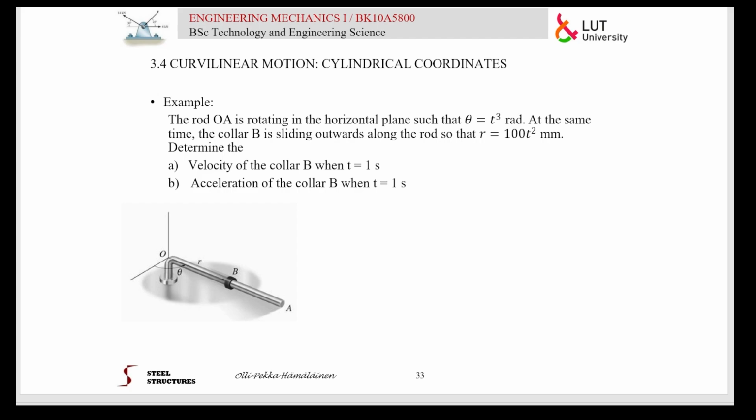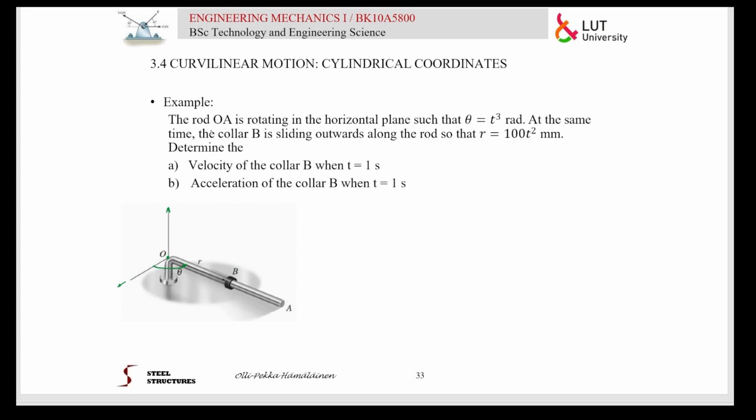Let's take a look at a problem applying these cylindrical coordinates. So now we have some sort of forced movement here. We have a rod OA that is rotating around this vertical axis here. You see now that, for example, the particle, the collar B here, is located at a distance R from O and at an angle theta from this axis represented here.